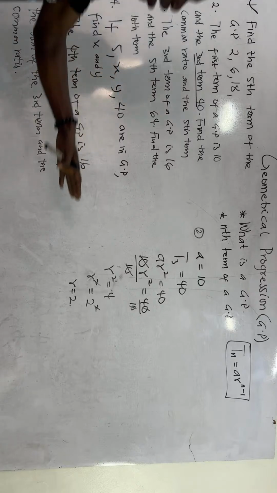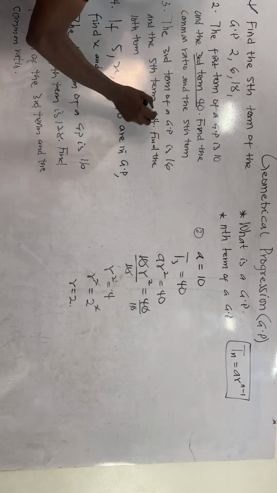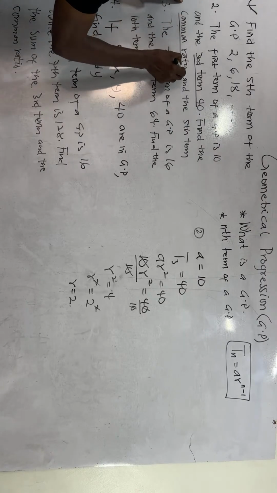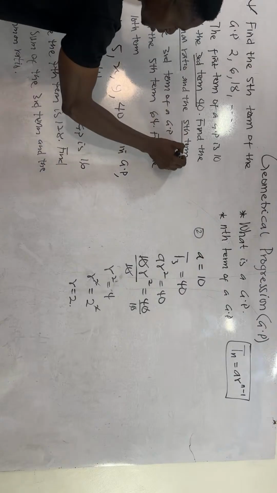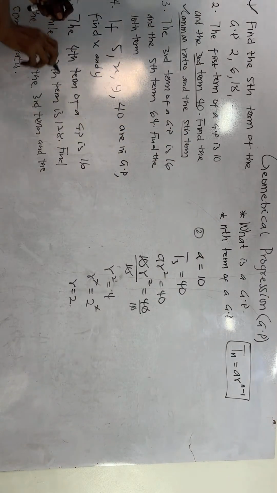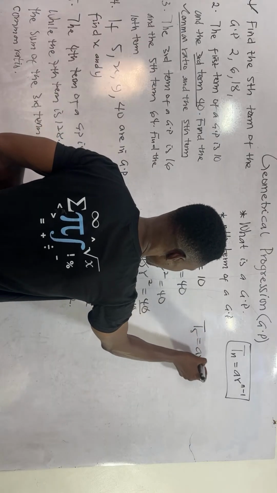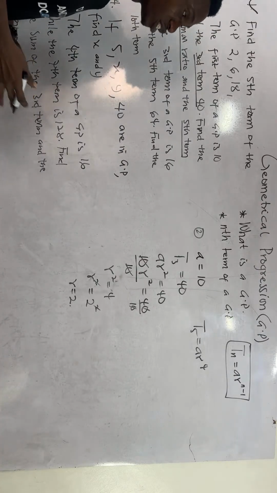Now since we have an R of 2, I think in fact that's the first thing we're looking for. It says find the common ratio. So this one is taken care of. Now, and the 5th term. So how do we find the 5th term? That will be easy now. So T5 will be what? AR raised to the power 4, right? So T5 is AR raised to the power 4.